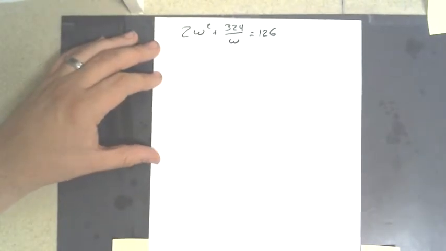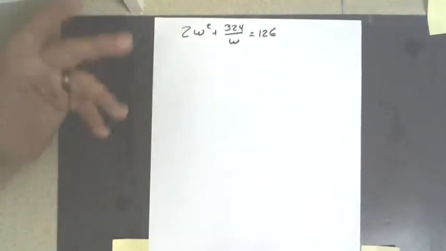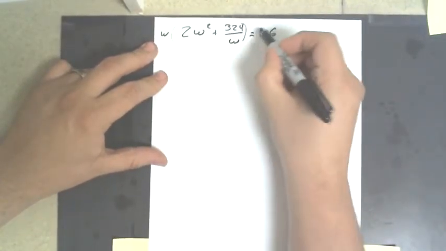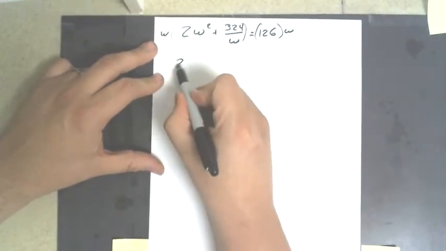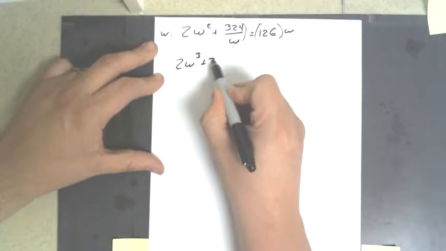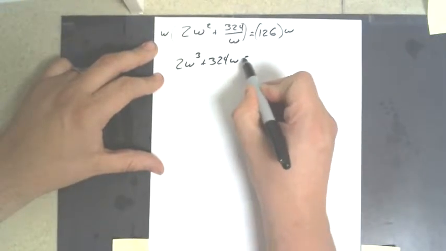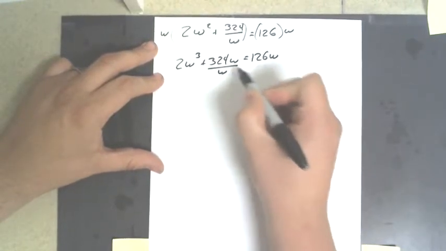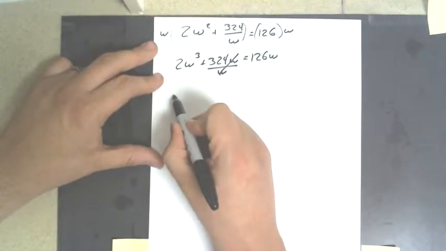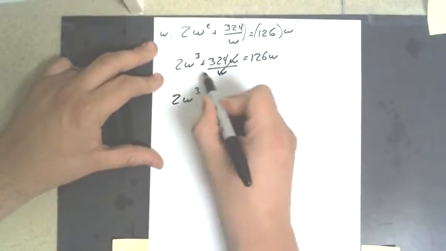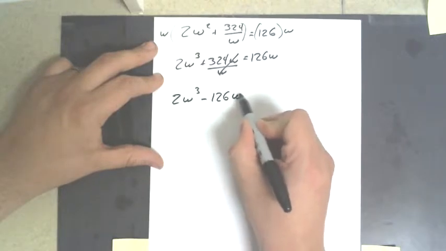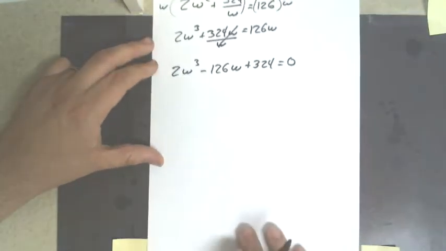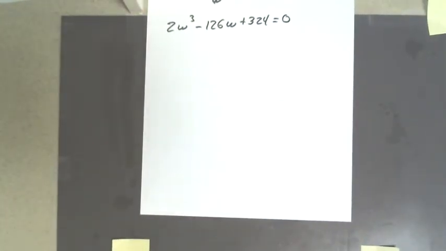So, I don't like this W in the denominator. We're not afraid of fractions, but when we can avoid them, it's nice. So, to get that W out of the denominator, I'm going to multiply both sides by W here. 2W to the third plus 324W equals 126W. Oh, and that was over W, sorry. And those W's cancel. So 2W to the third, I'm going to subtract that 126W over, plus just a clean 324 equals 0.